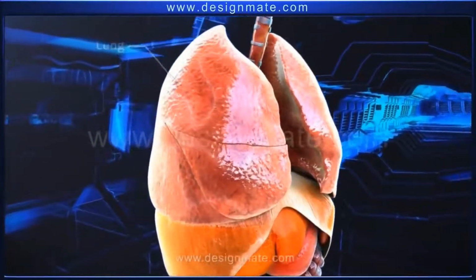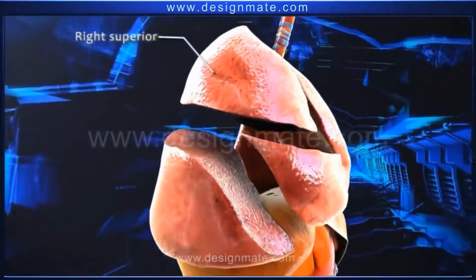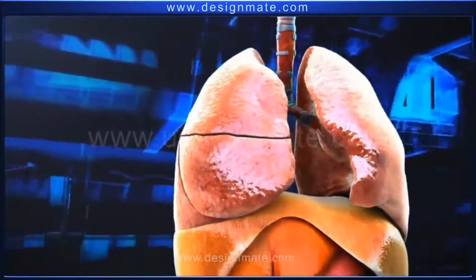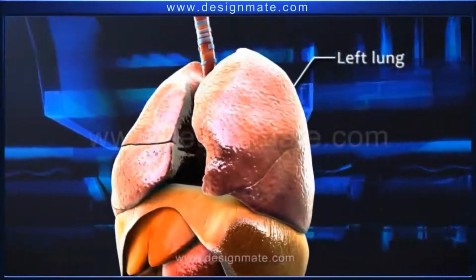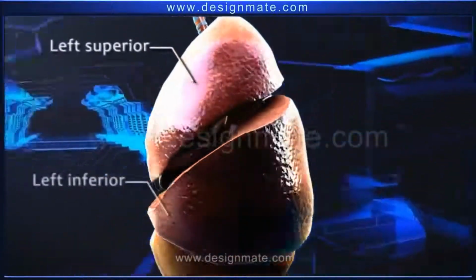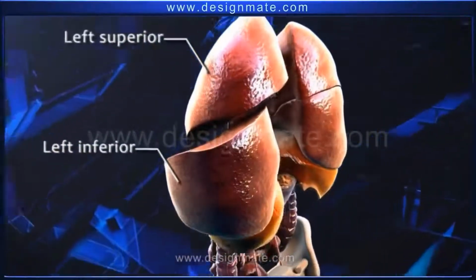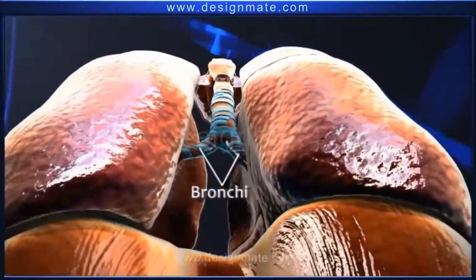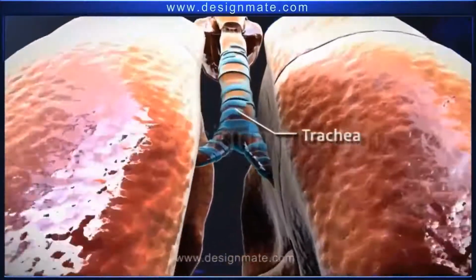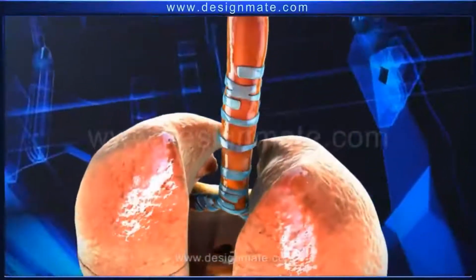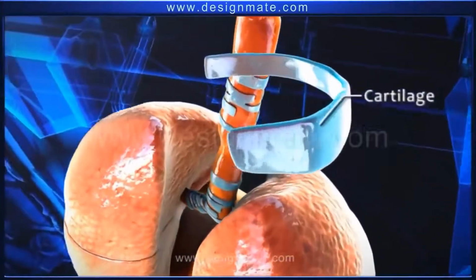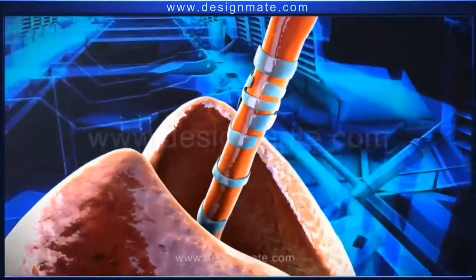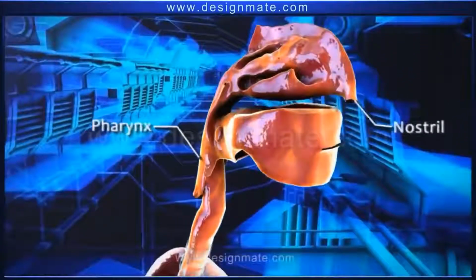The right lung is divided into 3 lobes: the right superior, right middle, and the right inferior lobe. The left lung is smaller and has only 2 lobes, the left superior and the left inferior lobe. Both the lungs are associated externally with small tubular bronchi, which unite and extend into the trachea. The trachea has incomplete C-shaped rings of cartilage, which prevent the tracheal wall from collapsing. The trachea leads into the pharynx, which is connected to the nostrils.